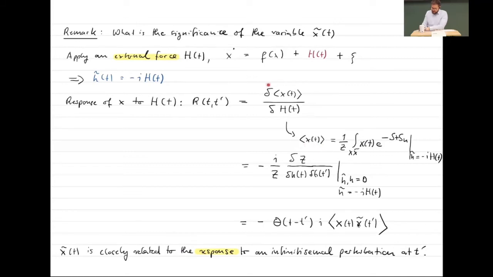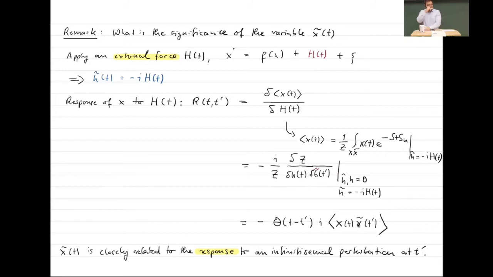And because of this equality here, this response function we also get if we take the derivative with respect to h and then h tilde at a certain time t. That's the tilde. And what this is, as on the last slide, is the correlation between x of t and x tilde of t.